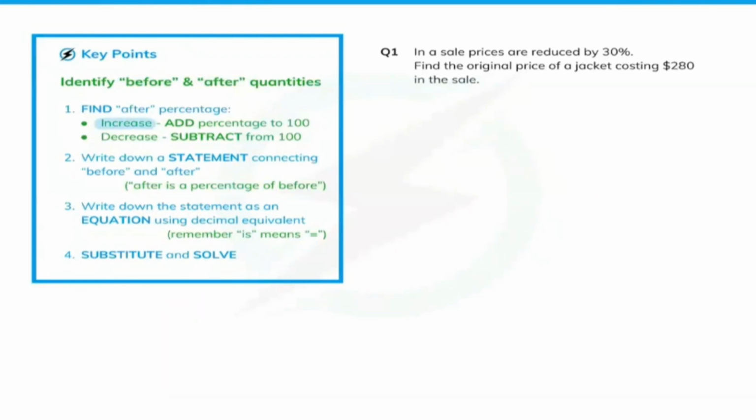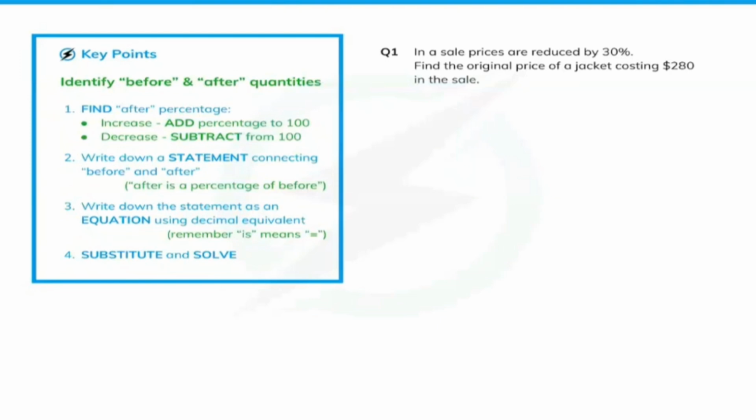Well, if it's a percentage increase, we add the given percentage to 100. And if it's a percentage decrease, we subtract the given percentage from 100. So if it was a 5% increase, we'd end up with 105%. And if it was a 5% decrease, we'd end up with 95%.